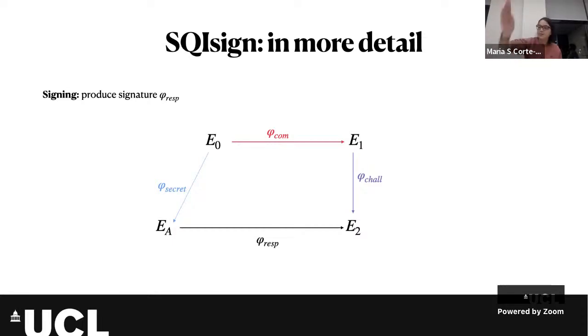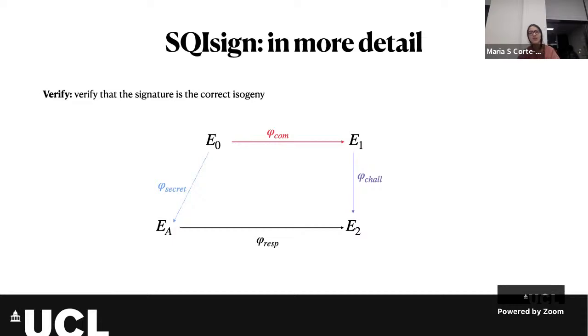So yeah, then to verify, the verifier will ensure that your signature is correct. So it goes from the public key to E2, which should be the image of the challenge isogeny. And there are other technical details that it will confirm, like that it's of a certain degree and things like that, but that's not so important. The most important thing is that it's the isogeny that connects these 2 elliptic curves. So yeah, that's the signature scheme.